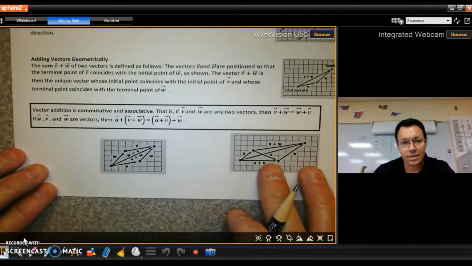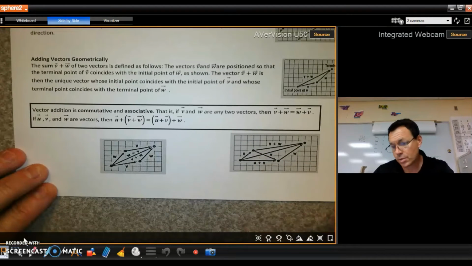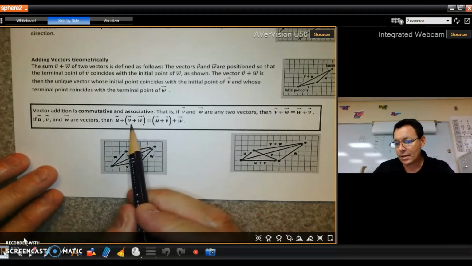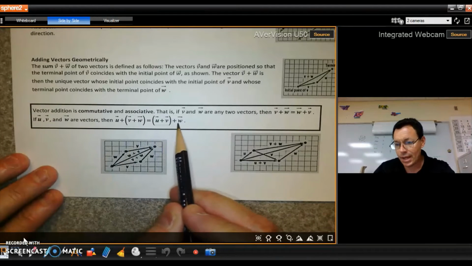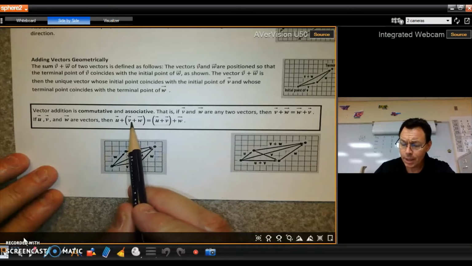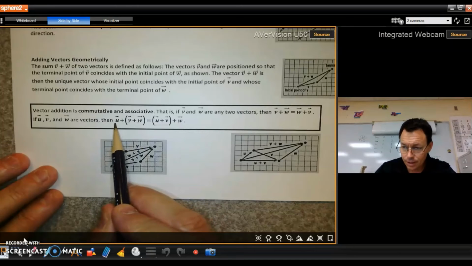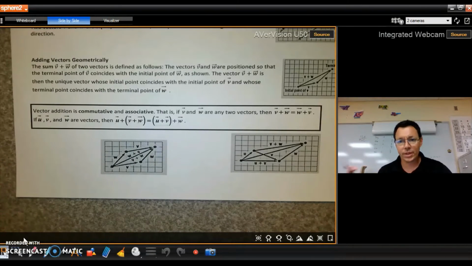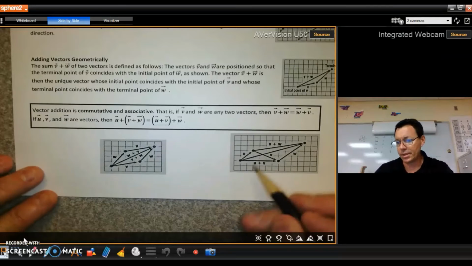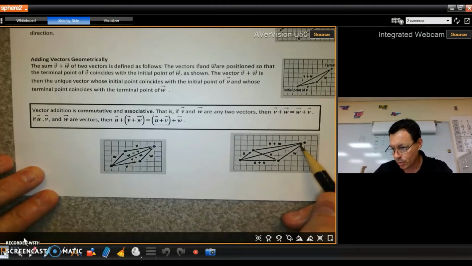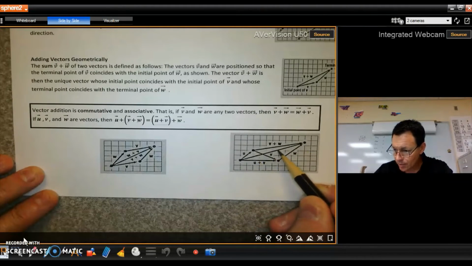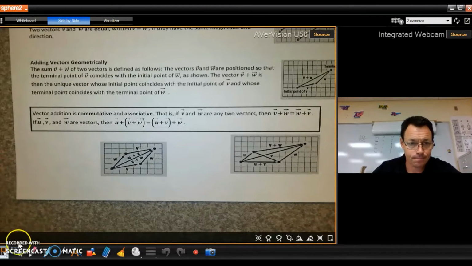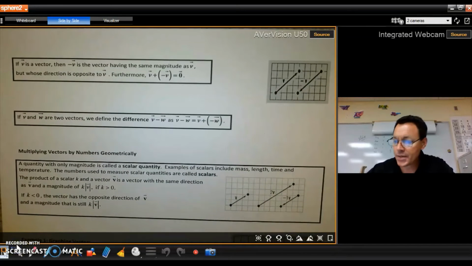This one talks about the fact that vector addition is also associative. Associative means you're adding three things. It doesn't matter if you group the first two together and then add the third one, or if you add the second and the third one together and then apply the first one. If you're adding three things together, you're always going to end up in the same place. Here's my initial point, there's my terminal point. This is the sum of all those three vectors applied together. That's all that's saying.